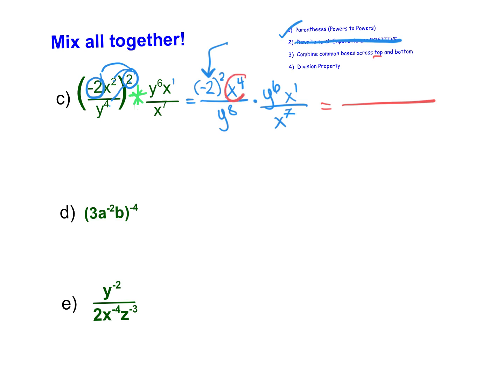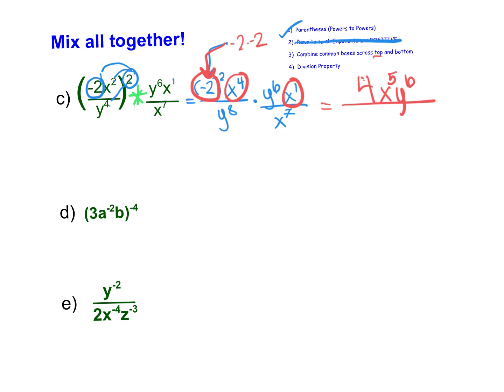What I see when I look here is an x to the 4th and an x to the 1st. So those are going to become x to the 4 plus 1, which is 5. And then from here, the y to the 6th can't combine with anything, so the 6 stays. And then here, I can actually evaluate this. I know this is negative 2 squared, or negative 2 times negative 2, which is a positive 4.